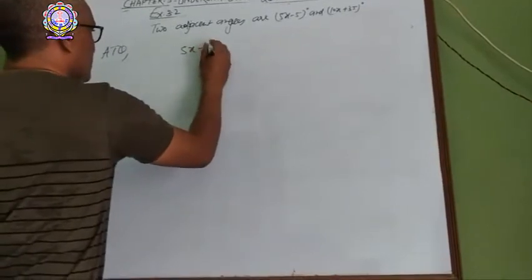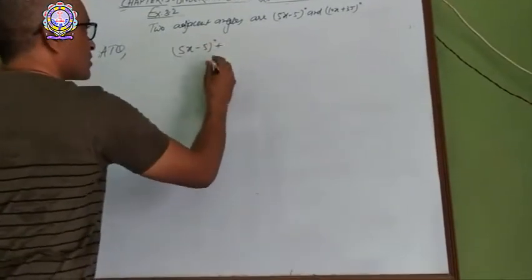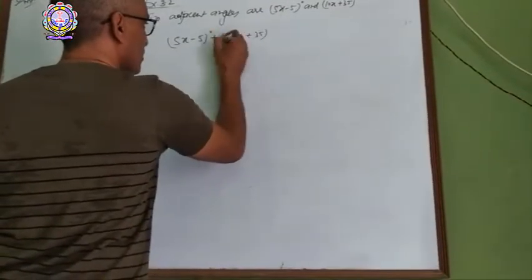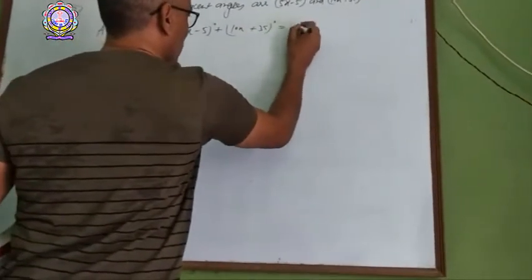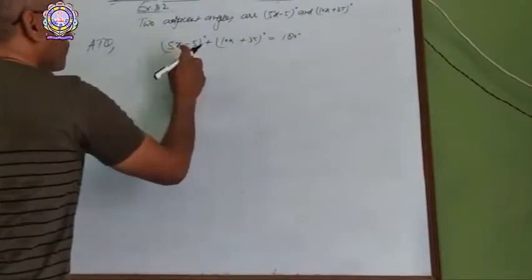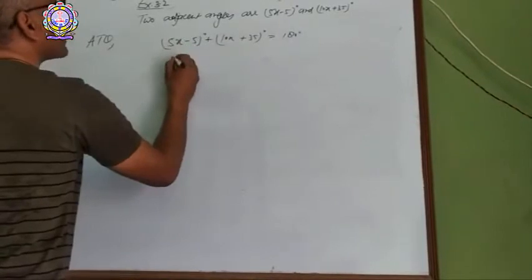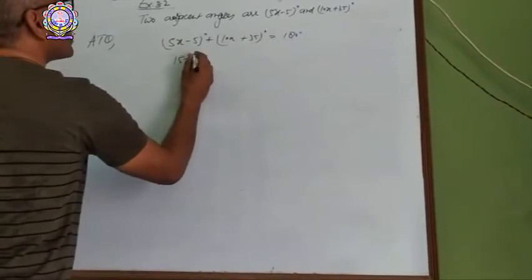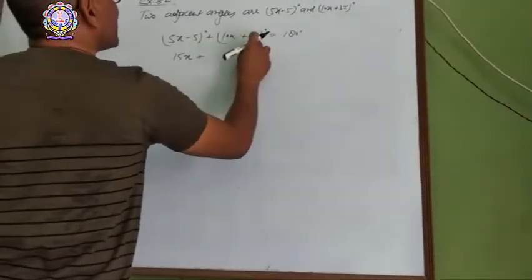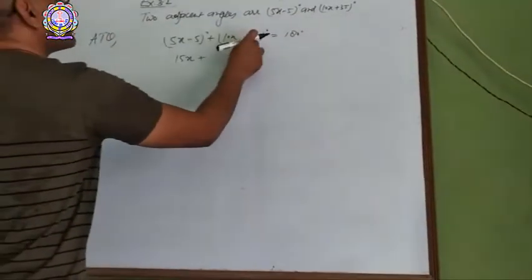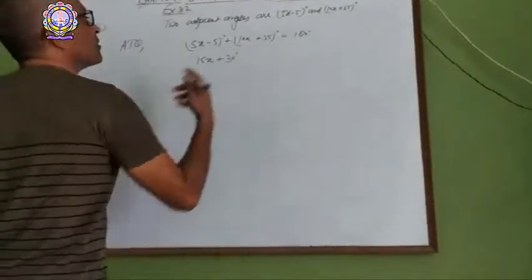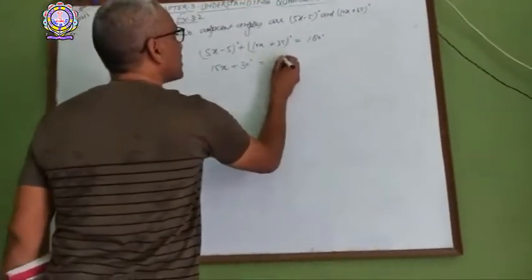5x minus 5 degree plus 10x plus 35 degree must be equal to 180 degree. Okay, 5 and 10, 15x plus 5 degree minus 35 degree plus, this will give you 30 degree plus. This must be equal to 180 degree.